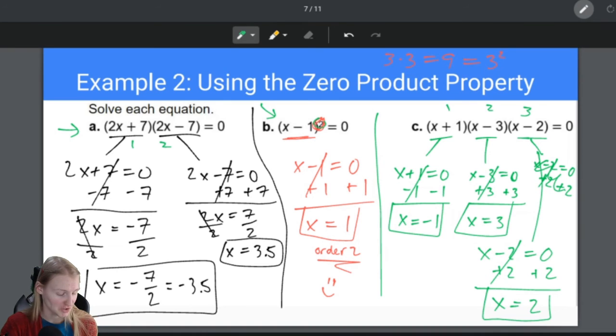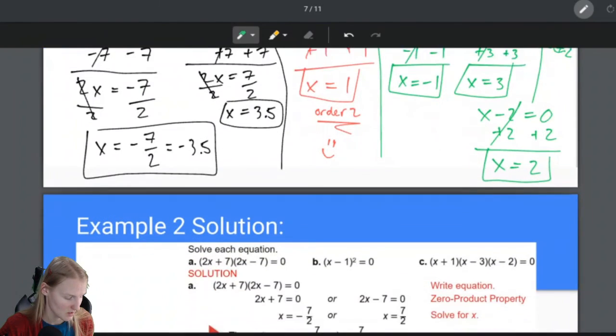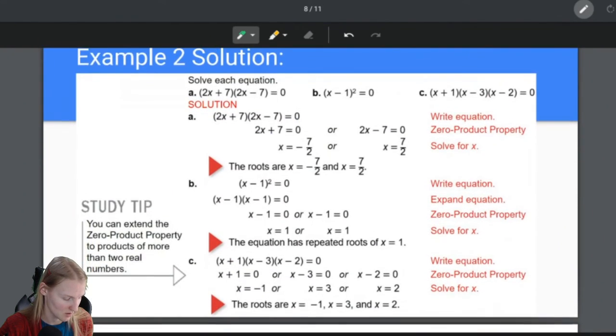So that's all today really is: set each of your factors equal to 0, and there are your solutions. x could be -1, it could be 3, could be 2. All of them are going to make this equation equal to 0. All right, fantastic. And look at that. You can see that we got it all right.